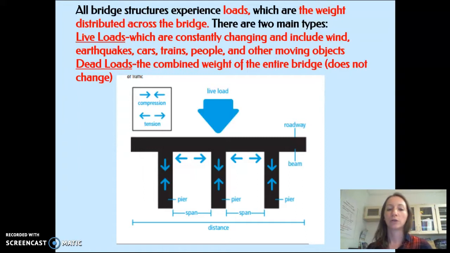The dead load is just the combined weight of that entire bridge. So the bridge is under force of just its own weight. That's considered the dead load. Typically it doesn't change unless you change the structure of the bridge. You add components to it or take away components. The dead load is typically going to stay the same.